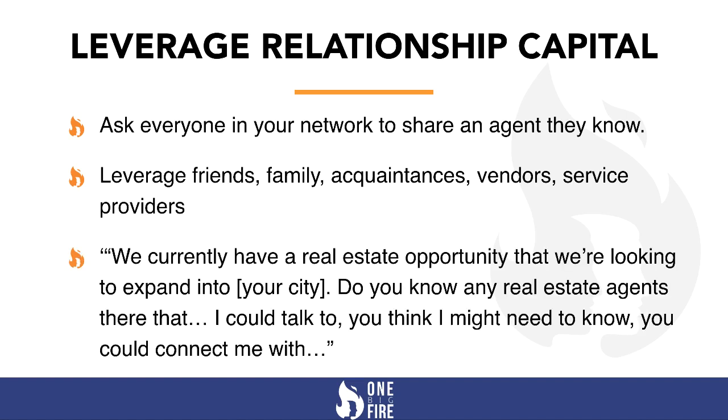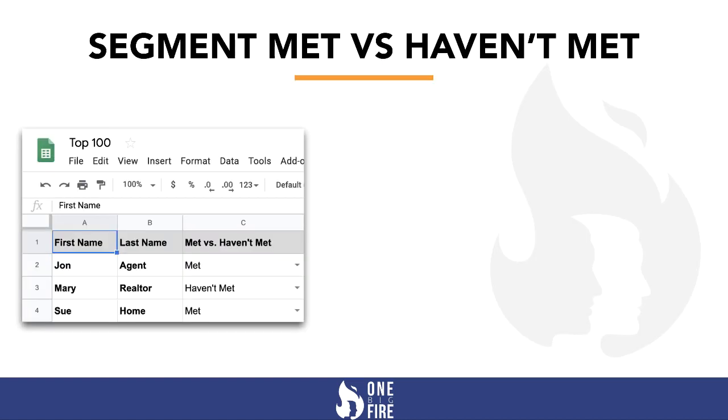You're going to reach out to them through this leveraged relationship capital with a very simple script. Here's how it goes. We currently have a real estate opportunity that we're looking to expand into your city. Do you know any real estate agents there I could talk to? Anyone you think I might need to know that you could connect me with? Pretty simple. But the point is, this is a warm connection. This is somebody that has a relationship with somebody that you know, which is the best type of person to reach out to.